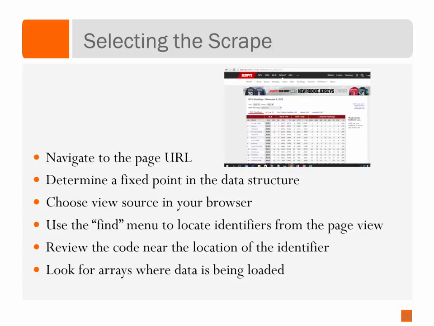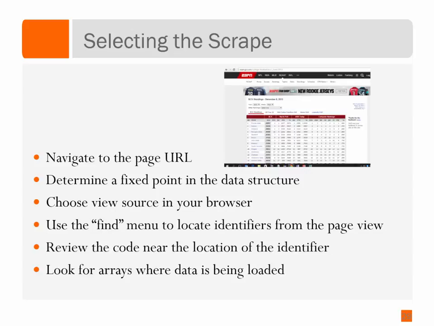We might find one, and then we'll choose View Source in our browser. When we choose View Source, it switches over from the visual presentation, the HTML presentation, and we're basically seeing the code behind the scenes that presents that page. Once we're looking at the code, we can then use the Find menu, basically choose Find, to locate identifiers from the page view.